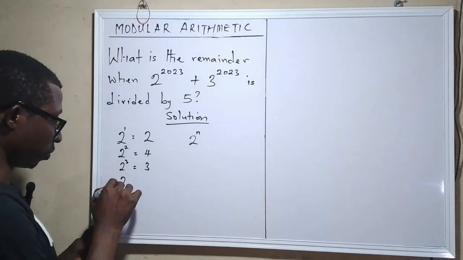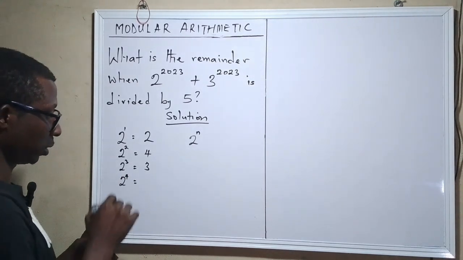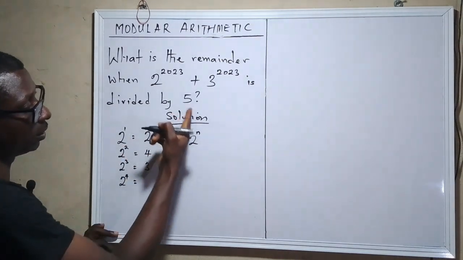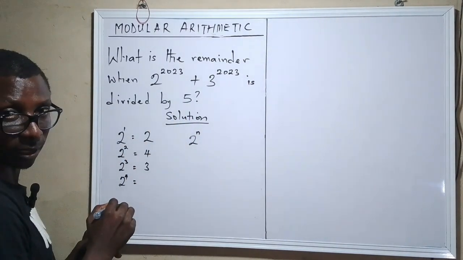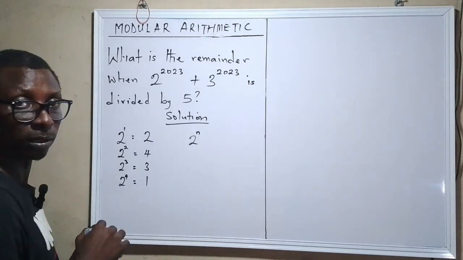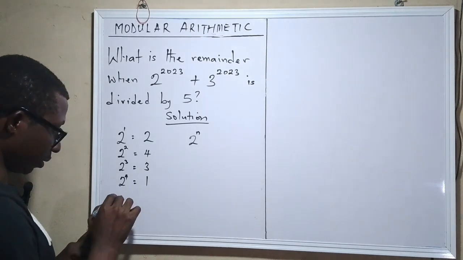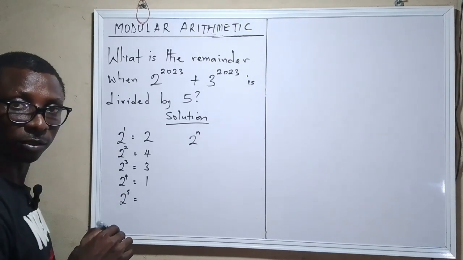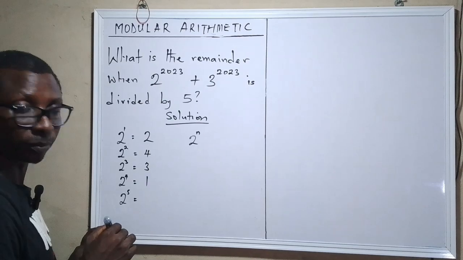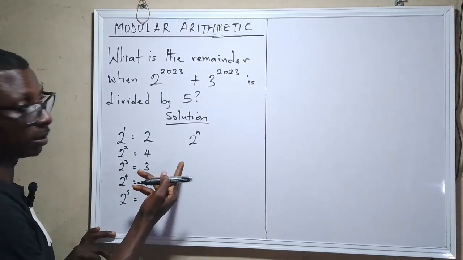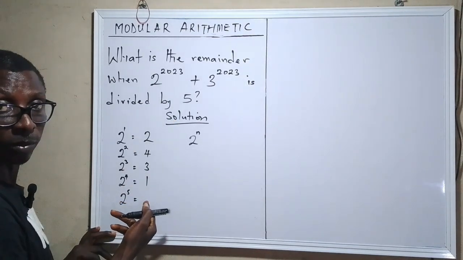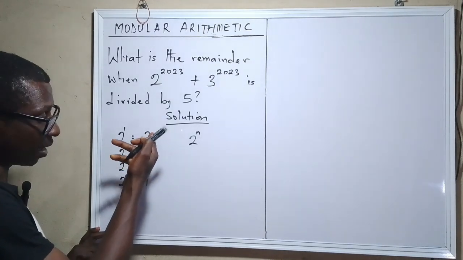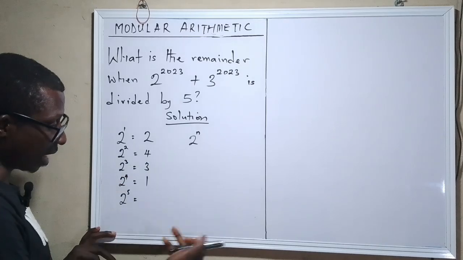So 2 raised to the power of 4 in mod 5 is 16. So 16 divided by 5, that's 3 remainder 1. So 1 is our answer. Then 2 raised to the power of 5, that's going to give us 32. Now 32 divided by 5, we have 6 remainder 2. Okay, so we have a remainder of 2. So you see that we now have what we have gotten before. So after that we are going to have 4.